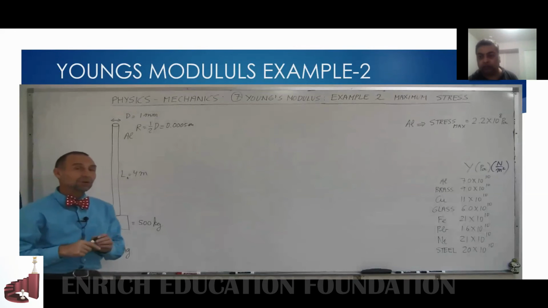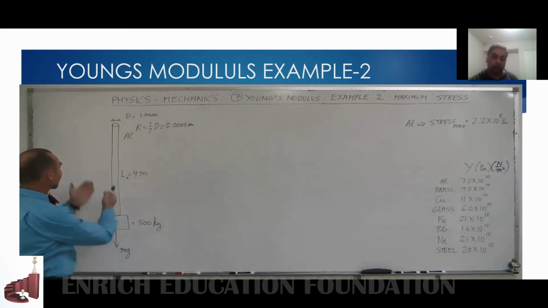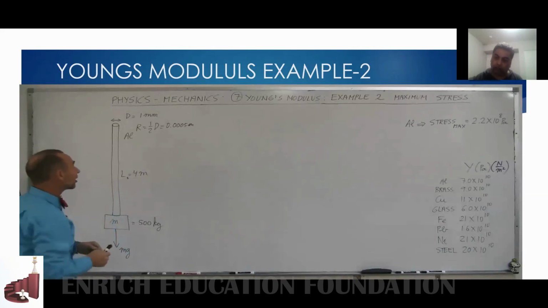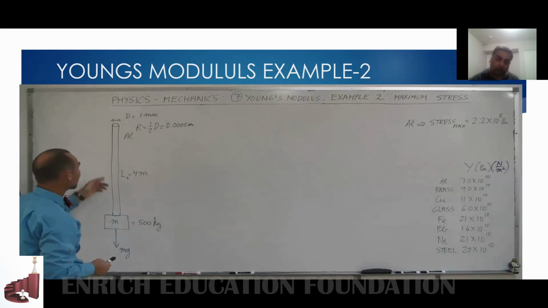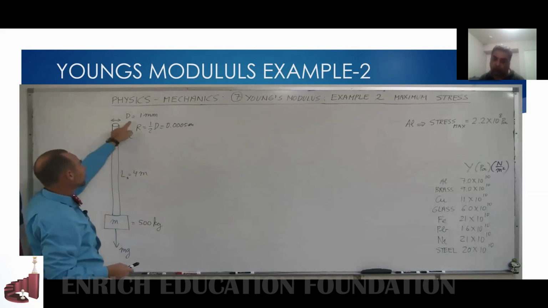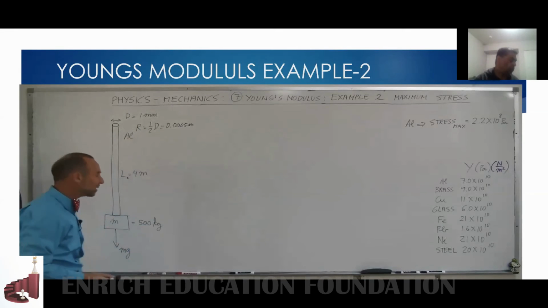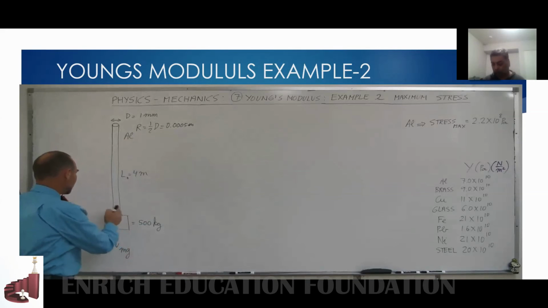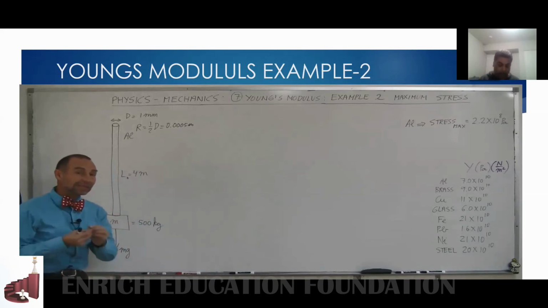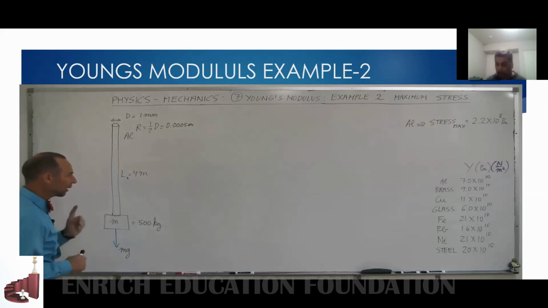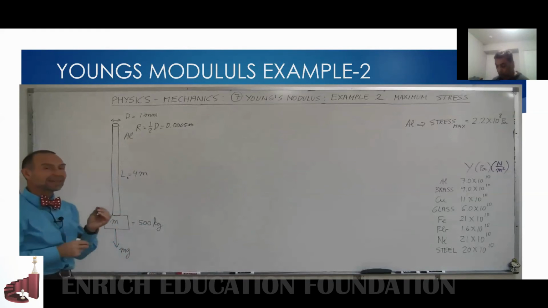In our previous example of Young's modulus, we had a wire just like this. Matter of fact, it's the exact same drawing. Here's a 4-meter long wire made out of aluminum. It has a diameter of 1 millimeter, which makes it a radius of 0.0005 meters. And we were going to put a mass of 500 kilograms on that, and we calculated the change in the length. Although I did have a suspicion that the wire was probably not strong enough to withstand that.